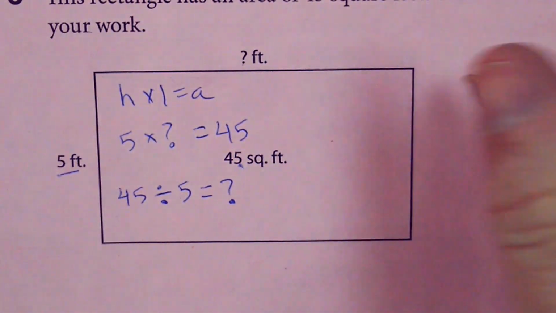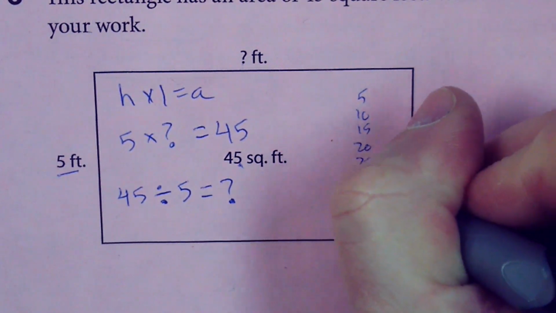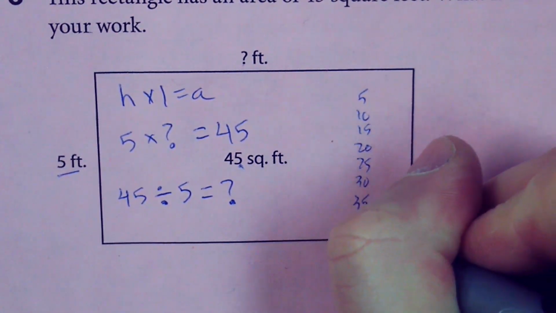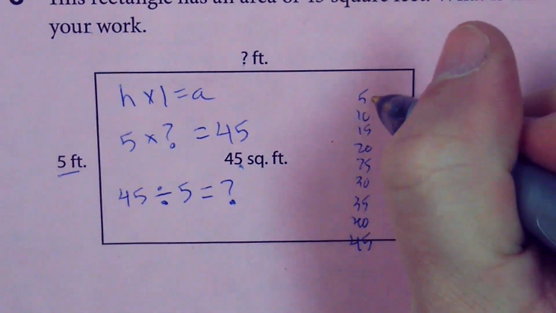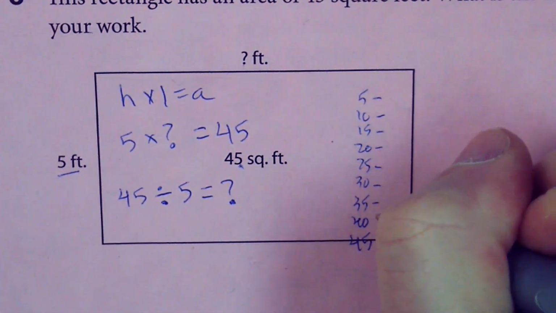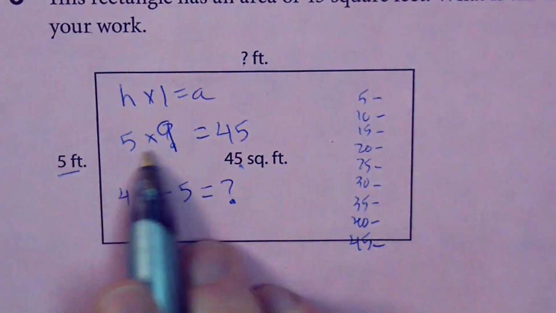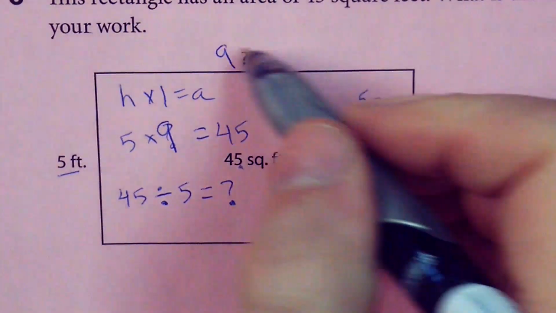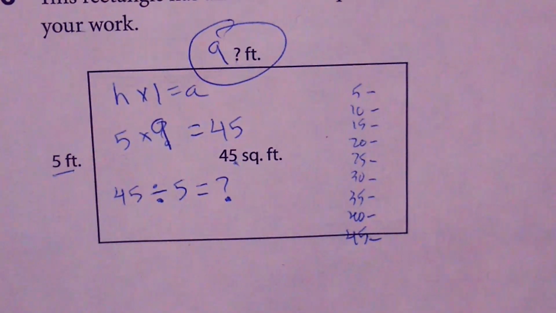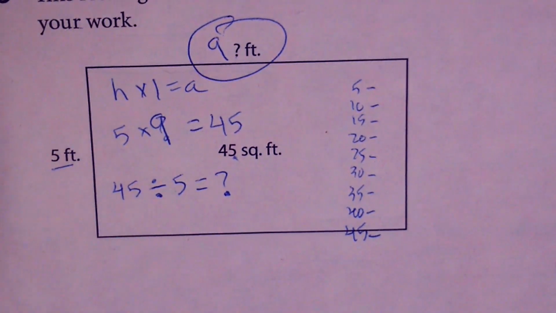And if you're not sure, you could count by 5s. 5, 10, 15, 20, 25, 30, 35, 40, 45. There's my multiplication table there. What is that? 1, 2, 3, 4, 5, 6, 7, 8, 9. So 9 times 5 is 45. This should be a 9 here. So our missing measurement is 9 feet. I guess I didn't mean to do all of that problem with you, but I did. So that's a bonus, I guess.